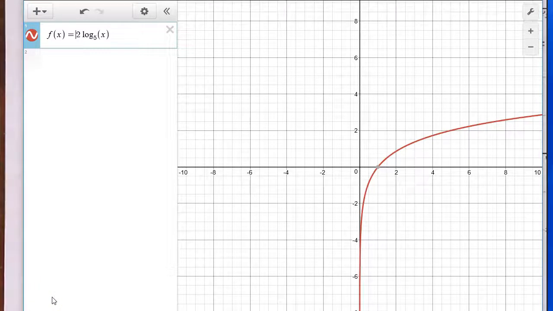Here's the same function graphed on a graphing calculator. We have f of x equals 2 log base 5 of x, and you see the curve, the same one that we drew with our pens and pencils. It crosses the x-axis at 1 comma 0, and further over here at 5 comma 2, it's also touching at a corner of one of the grid squares.